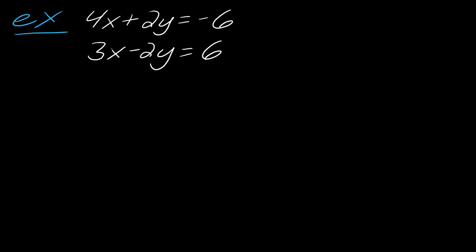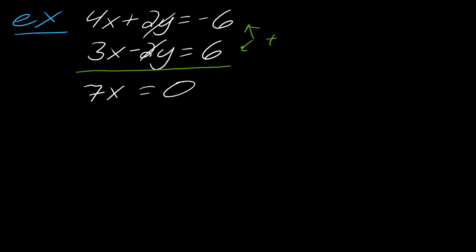Okay, so once again we have that same little relationship where these two letters are just ready to be knocked out if we use this technique. So what I'm going to do is just add both of these together. So adding straight down, 4x plus 3x is 7x. The y's drop out, and then negative 6 plus 6 is going to equal 0. So if I solve for x, then I just get that x equals 0.